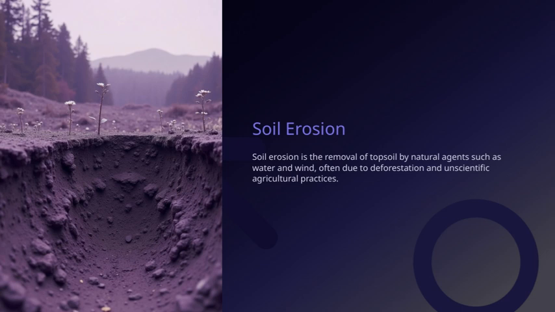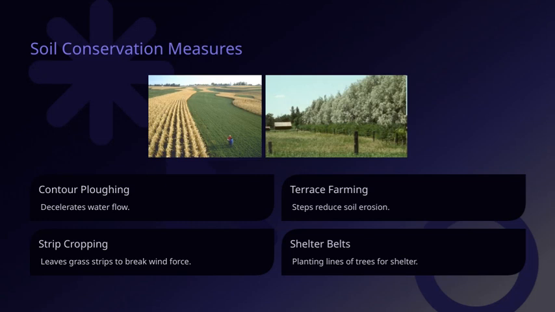This process is a major concern because topsoil is the most fertile part of the land, crucial for healthy crop growth. Understanding soil erosion helps us see the importance of sustainable land management and conservation efforts to protect our soil resources for the future. Let's take a closer look at some effective soil conservation measures.